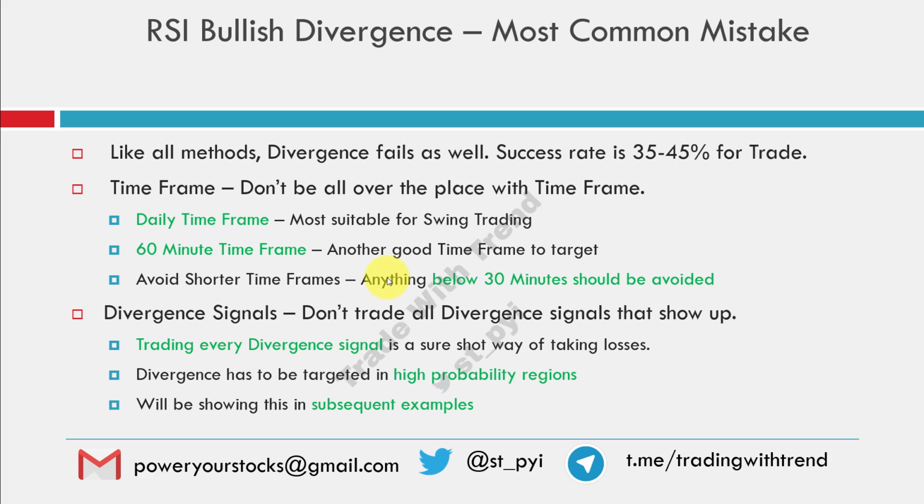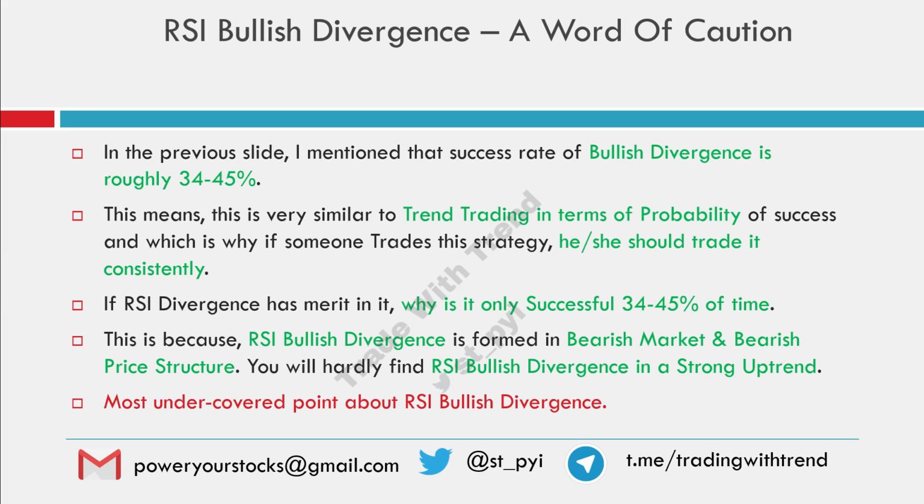The second thing that I would like to focus upon is the number of divergence signals. Now in a given chart, you will find many divergence signals. Trading every divergence signal is a sure shot way of making losses. I will be showing you in subsequent slides how to target high probability divergence signals. And the last thing that I want to point out is that, like all methods, divergence is prone to failure as well. Now a lot of traders think that they spot a divergence and the trade has to work. That is not the case. In my opinion, the success rate for divergence is somewhere between 35 to 45% only.